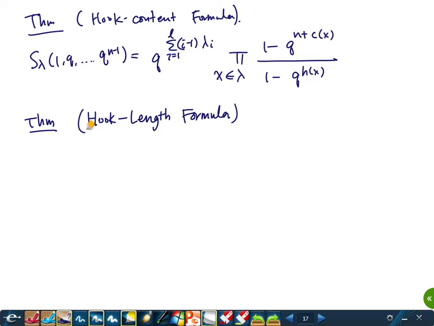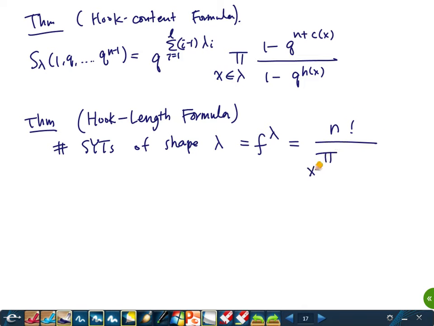The number of standard Young tableaux, the number of SYTs of shape lambda. So the Schur function is the generating function for semi-standard Young tableaux, but here this is standard Young tableaux. This is denoted by f super lambda. It equals n factorial over the product over all x of the hook length of x. Here, lambda is a partition of n. So for example, this means you can find the number of standard Young tableaux very easily. So let's say lambda equals this.